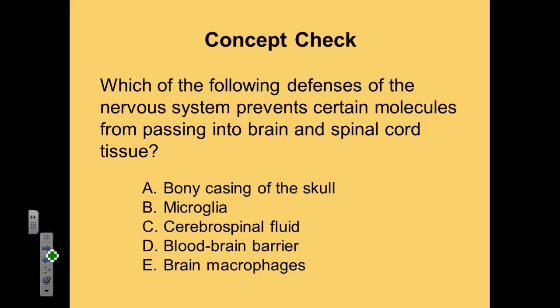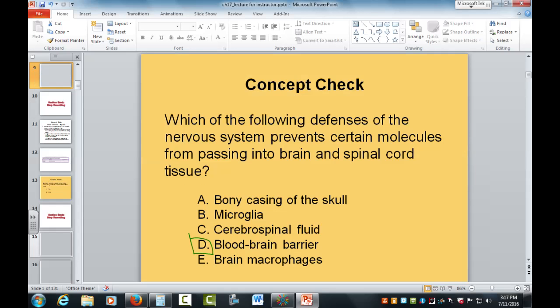5, 4, 3, 2. The correct answer is D, blood-brain barrier. The blood-brain barrier prevents contaminants from getting into the brain and spinal cord tissue.